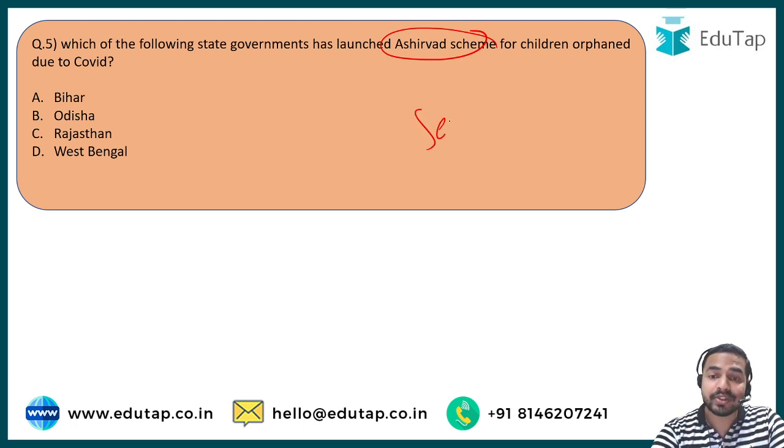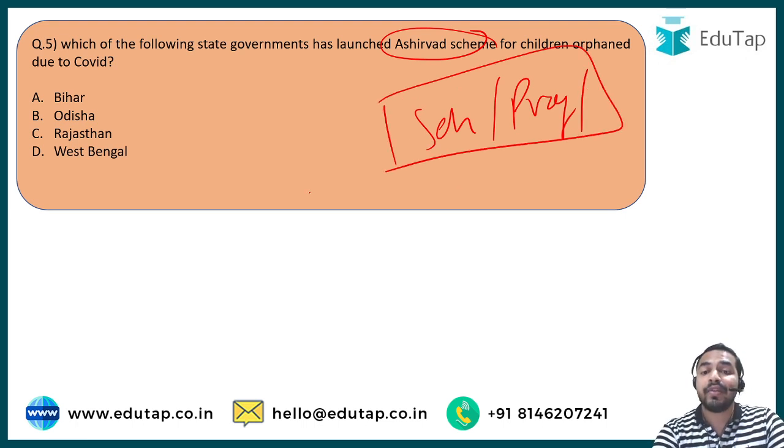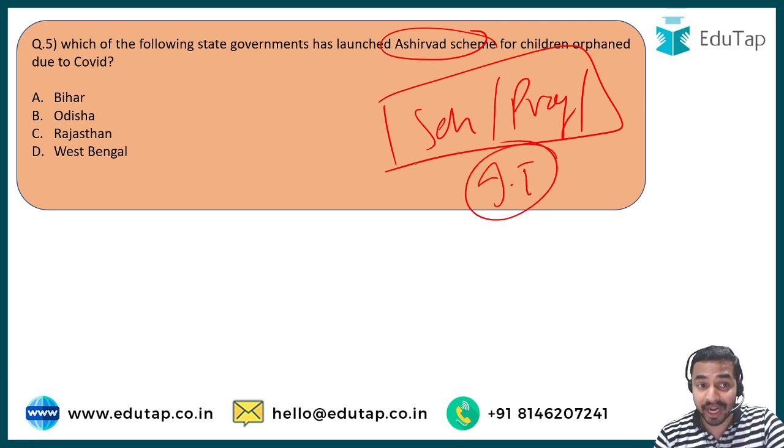See, all these schemes, programs are really very important from the exam point of view. So these schemes, programs and initiatives which are being launched by the governments are really important, and that's why you are required to tell me in the comment section below which of the following state governments has launched the Ashirwad scheme for the children orphaned due to COVID, whether it is Bihar, Odisha, Rajasthan or West Bengal.